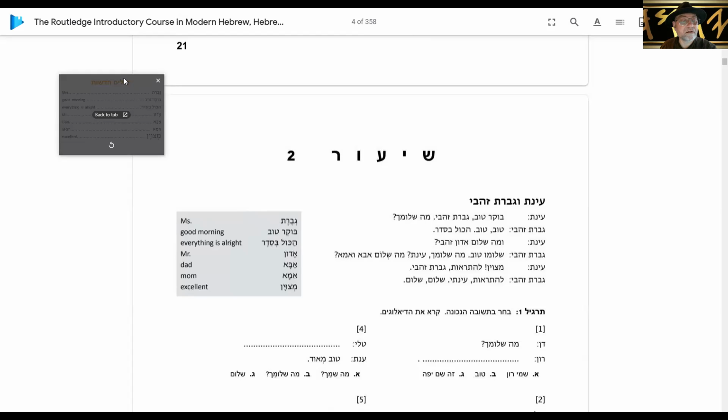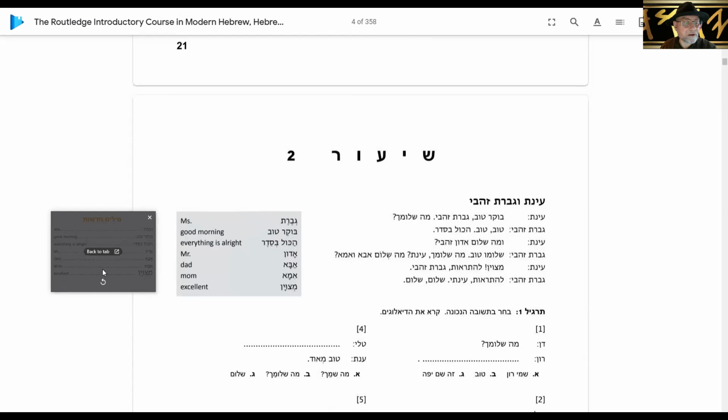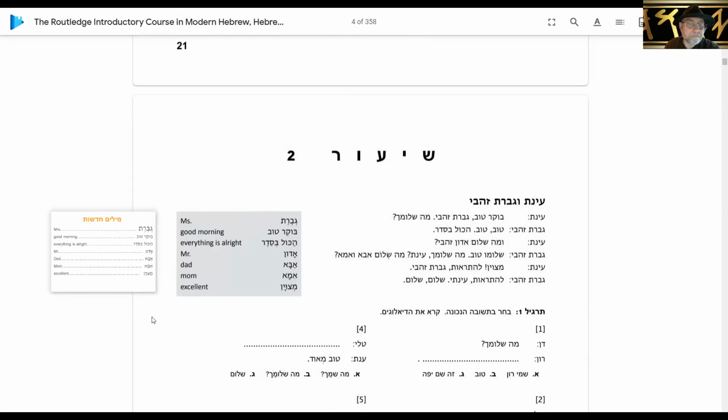Let me play the vocabulary one more time. מילים חדשות. גברת. בוקר טוב. Boker tov, good morning. הכל בסדר. Hakol beseder. אדון. Adon for Mr. אבא. Abba for dad. אמא. Ima for mom. מצוין. Metsuyan, excellent. And for everything is all right, it's Hakol beseder. And then we've got Boker tov, good morning, and Geveret for Mrs.